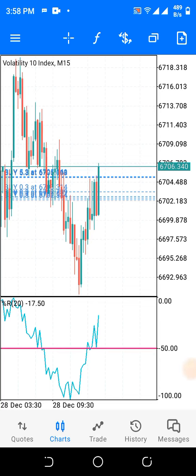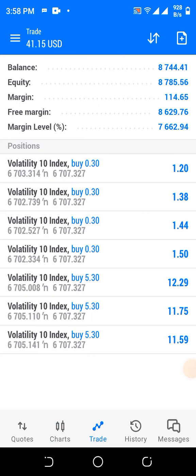Welcome guys, this is one of the best strategies you can use on volatility 10 index. On my screen now you can see that I am on trade. I am on volatility 10 index, the time frame is 15 minutes. You can see the trades are running.